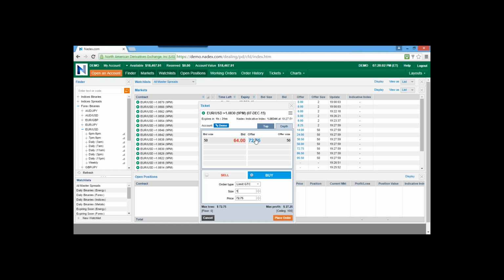Okay, hey, I want to buy this contract. So you want to buy for 72.75. Boom. So your max loss, your max risk, is 72.75, the amount you're buying it for. Your max profit is 27.25, which is the difference of this price compared to $100, just like we talked about. And it pops right up there for you on an order ticket before you ever enter the order.